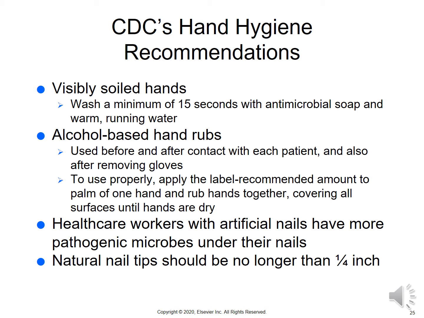The CDC recommendations for adequate hand hygiene are as follows. Visibly soiled hands should be washed for a minimum of 15 seconds with soap and warm running water. Alcohol-based hand sanitizers that contain at least 60% alcohol should be used before and after contact with each patient, and also after removing gloves to prevent cross-contamination among patients and healthcare workers. Use an alcohol-based hand sanitizer properly, applying the label-recommended amount to the palm of one hand and rubbing the hands together, covering all surfaces until the hands are dry.